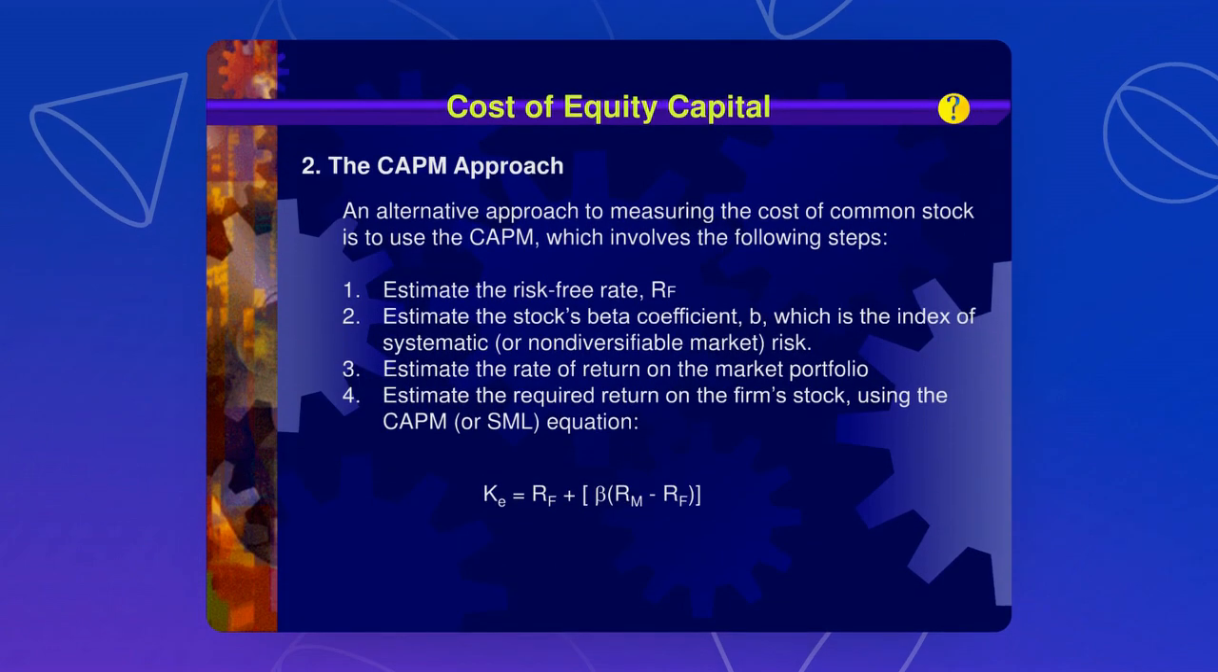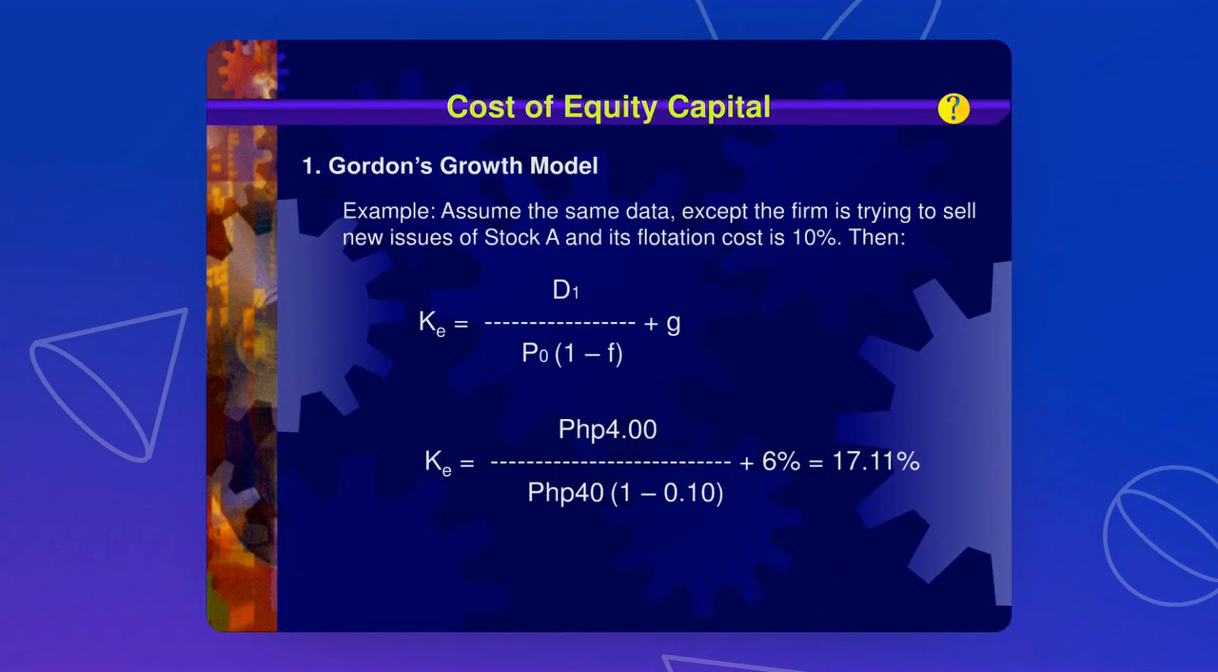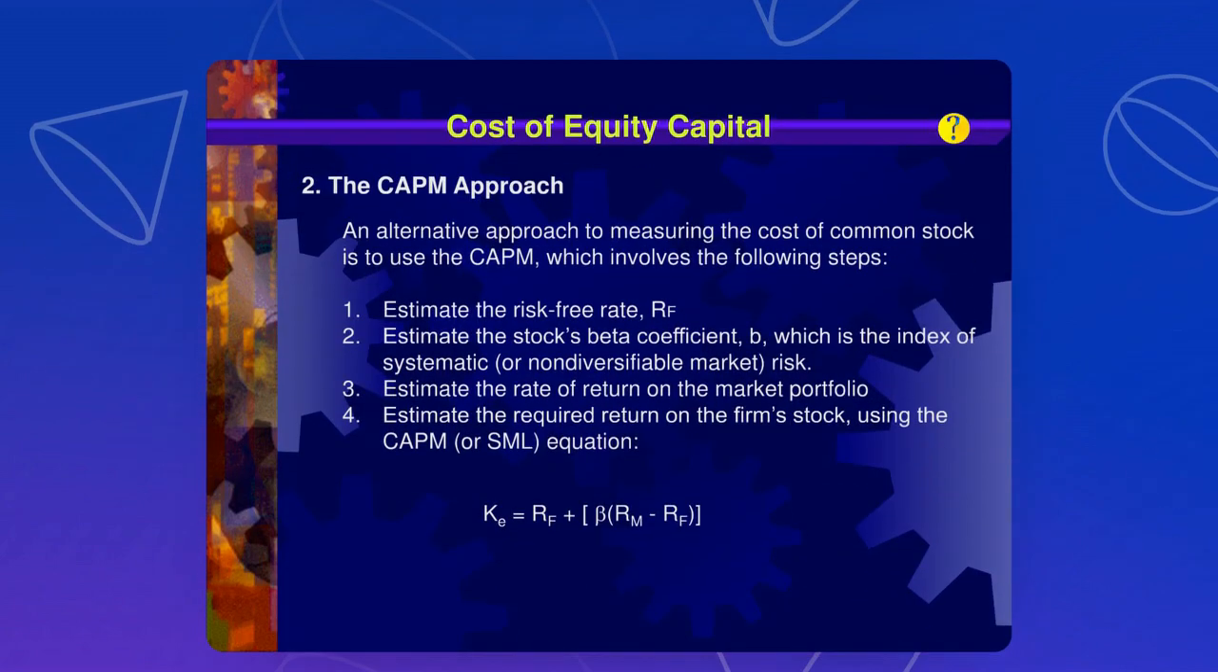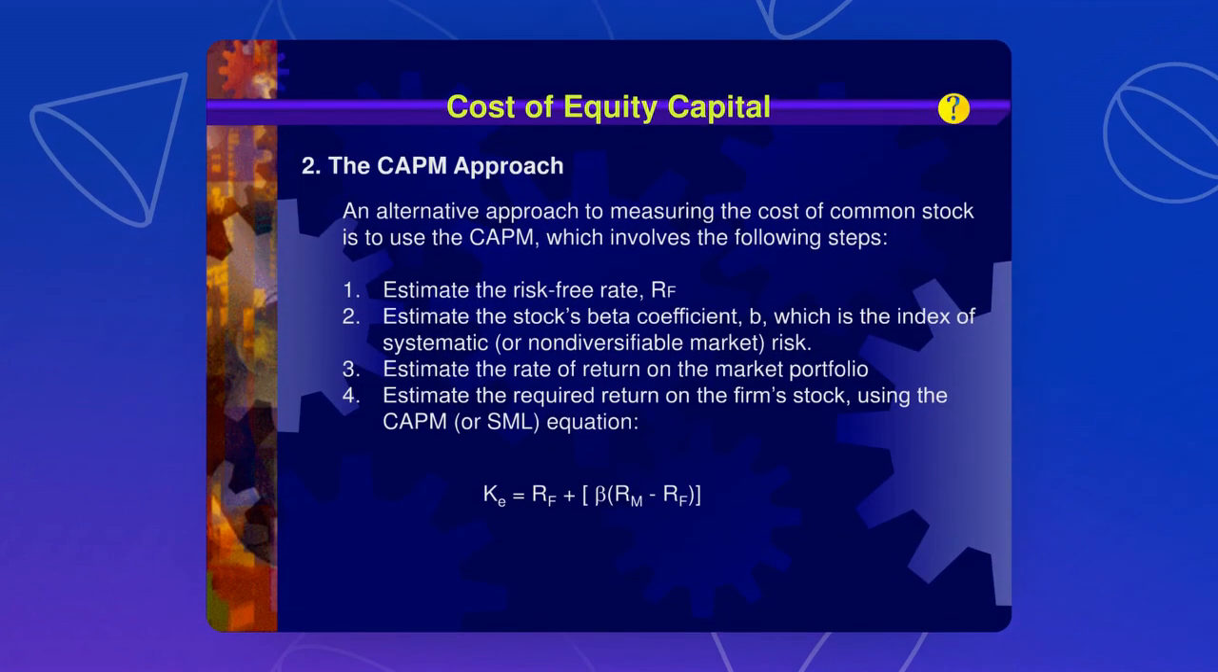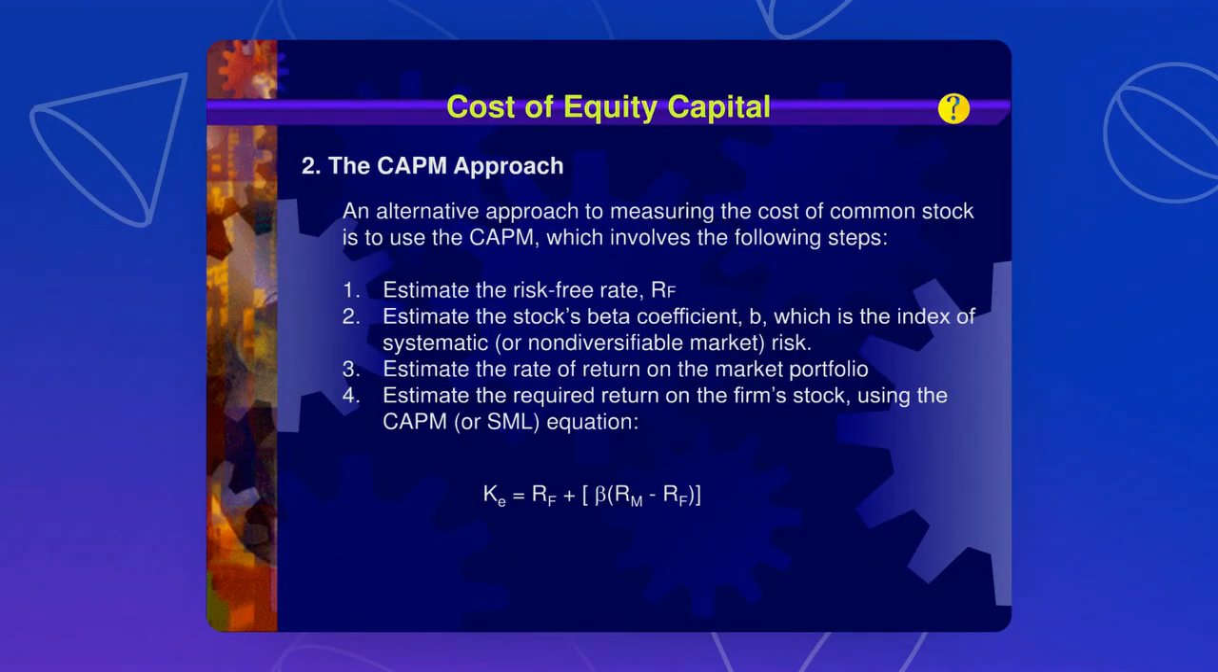Alright, so we are finished with the Gordon's growth model. Again, if there is flotation cost, it is to be deducted. Number 2 method, in terms of your cost of equity, is the capital asset pricing model. Hopefully, class, you still remember your capital asset pricing model. It's only a review. The capital asset pricing model is also part of your risk and return. An alternative approach to measure your cost of common stock is to use the capital asset pricing model.